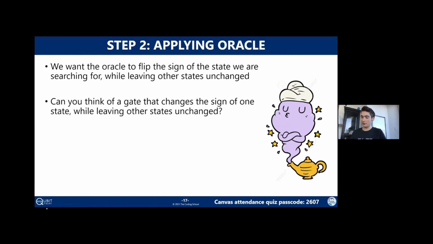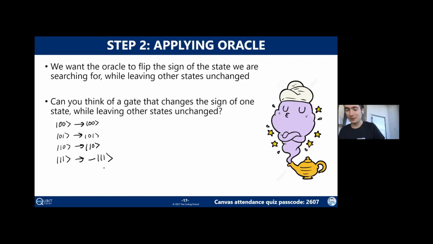So again, what we want is something that leaves most states the same, right? So ket 0, 0 should map to ket 0, 0. Ket 0, 1 should map to ket 0, 1. Ket 1, 0 should map to ket 1, 0. But ket 1, 1 should map to minus ket 1, 1, right? We want to flip that probability amplitude.